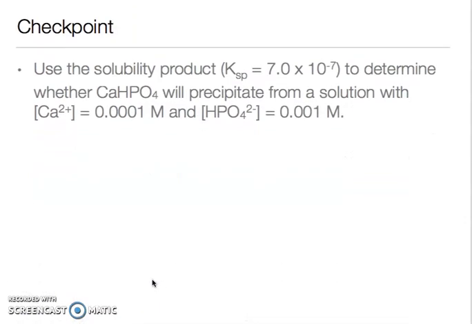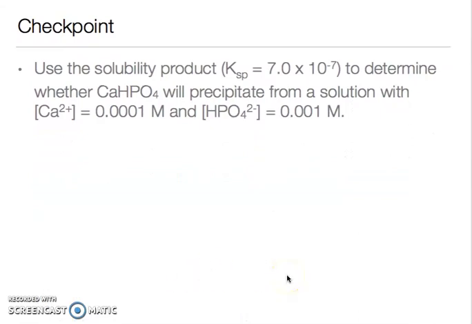So let's try another one. Use the solubility product, 7 times 10 to the negative 7, to determine whether calcium biphosphate will precipitate from a solution with a calcium ion concentration of 0.0001 molar and a biphosphate concentration of 0.001 molar. So if I'm looking to see if something will precipitate, I know that I have to find a reaction quotient to compare to my KSP. So let's write up an ionic equation as well as a Q or reaction quotient expression.